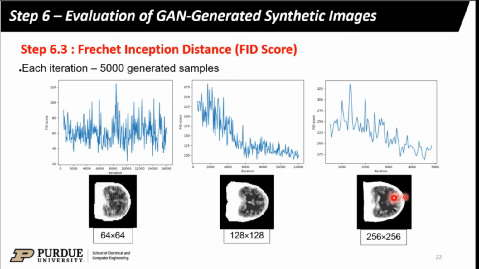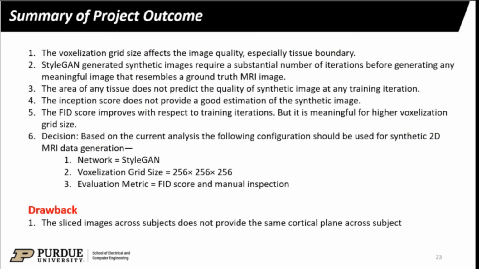We tried to see what is the effect of the voxelization grid. As you can see, for lower voxelized images, the FID score doesn't improve. However, for higher grid sizes, the FID score starts to decrease with respect to iterations, and that is our purpose. The lower the FID score, the better the quality of the image. So the summary of our project is that we have successfully completed all of the required steps of the project outline.